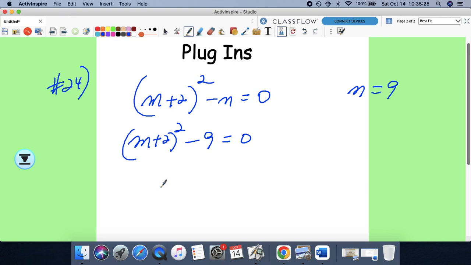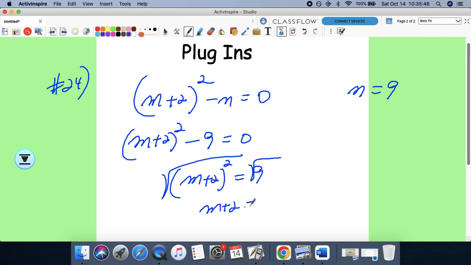So this is a difference of perfect squares. So we can go n plus 2 equals positive 9. If we take the square root of this side, square root of this side, we get n plus 2 equals 3. And then minus 2 on both sides. That goes away. M equals 1. Quite complicated. 24 is E.